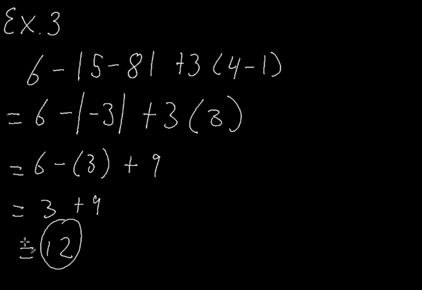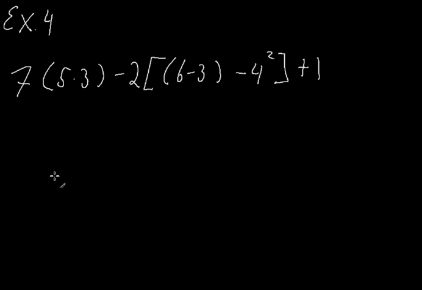Okay, so I hope that makes sense to you. I hope that's easy. Let's look at this example. This one's a bit longer. It's very similar to something you'll see in your homework. And let's check it out. So I have 7 times the group 5 times 3 minus 2 times this bigger group here, which actually has a group within it, 6 minus 3 minus 4 squared, and then we add 1 at the very end.